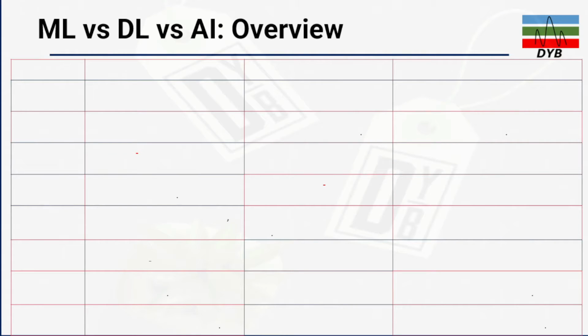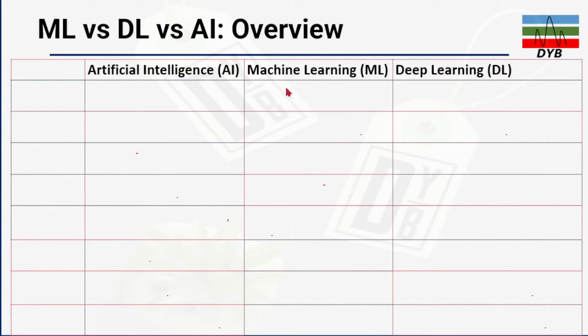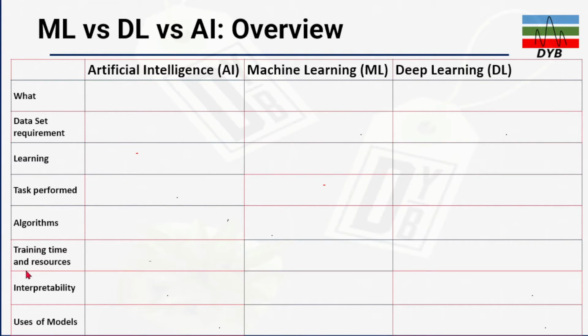So now we look at the differences between ML, DL, and AI. What will we be looking at? These three: machine learning, artificial intelligence, and deep learning. We will look at the data set requirement, how they do the learning, the tasks performed, what type of algorithms we have, training time, and interpretability of the model. So let's look at what it is.